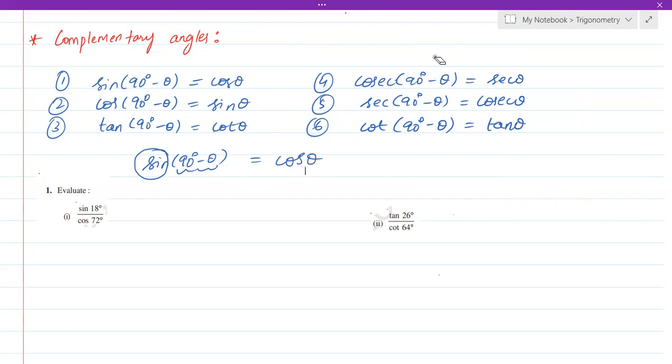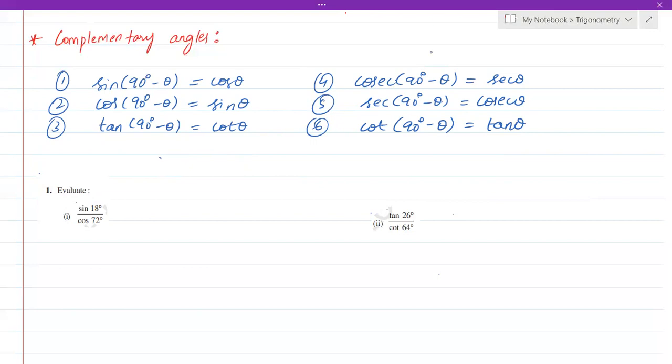Cos theta. So in the next one, it is cos of 90 minus theta. Whenever 90 minus theta is there, if CO is there, we have to remove it. If you remove CO, cosine becomes sine. So sine theta. If CO is there, remove it. If CO is not there, add it. Even for this, tan of 90 minus theta, CO is not there, so we added CO.